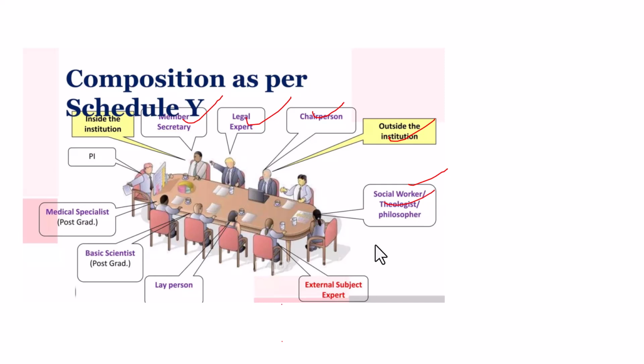A social worker is needed because he or she is much more in touch with normal people, with common people, so that he or she would know the exact problems those people are facing, and according to that we can plan the project. Fine. An external subject expert, a lay person who just knows their problems and not how science works. A basic scientist, a postgraduate person, and a medical specialist, those who are going to work on that project. And the PI is the person responsible for the project. Fine. And this member secretary is from the same institute, the institute which is applying for the project.